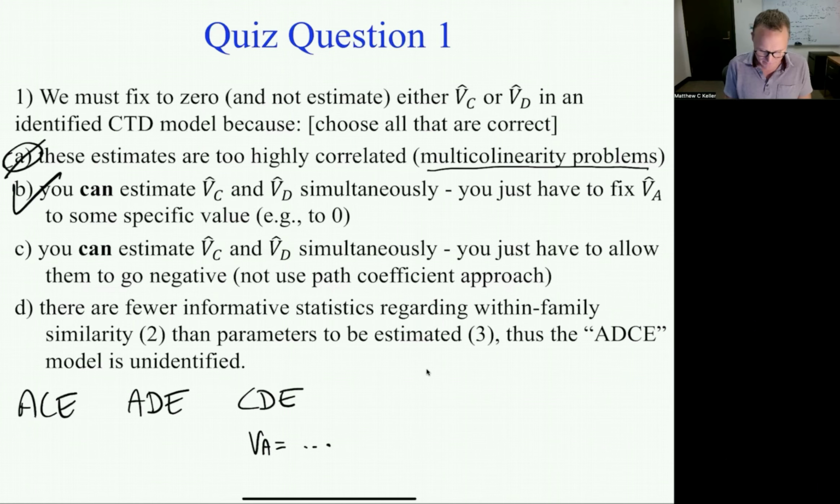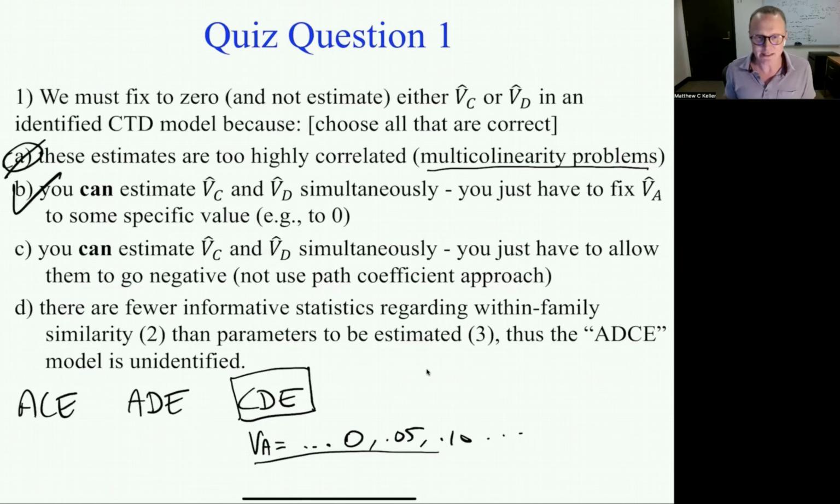It could be fixed to 0, which is by convention the way we're doing the other parameters. It could also be fixed to 0.05 or to 0.1, whatever you want. And if we do fix VA, we could fit a model with both VC and VD in it, and that would be an identified model. I'm not saying that model makes good sense.